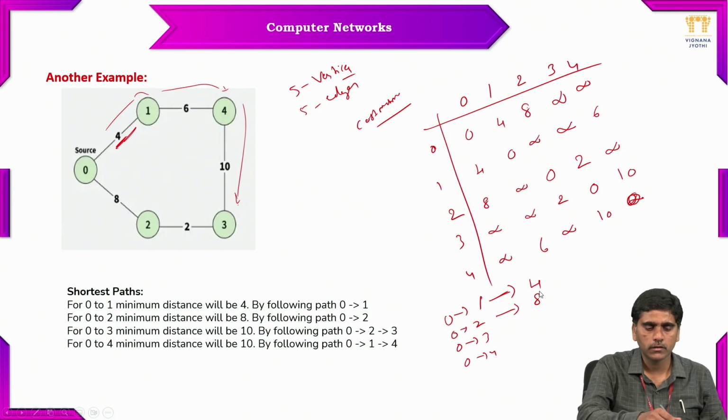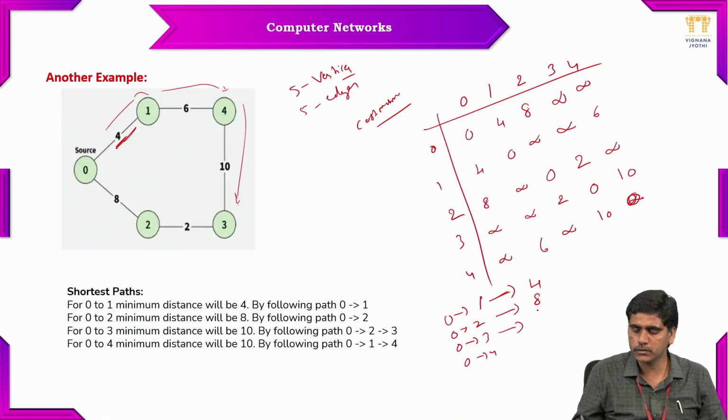So for 3, 0 to 2, 2 to 3: 8 plus 2, 10. From 0 to 1, 1 to 4, 4 to 3: 4 plus 6, 10, 10 plus 10, 20. So 20 is what it takes to reach 3 through the 1 and 4 nodes. Comparing these two, the smallest distance from 0 to 3 is via 2, 8 plus 2, that is 10.